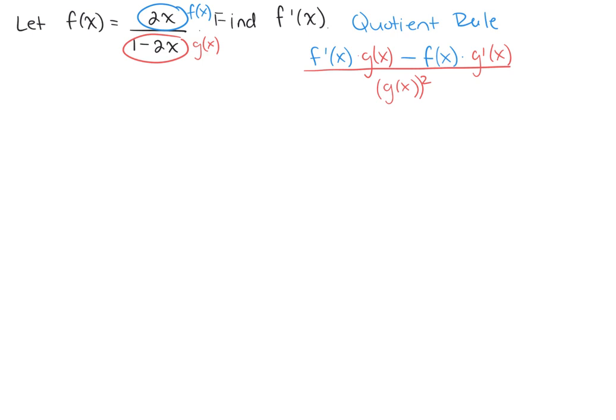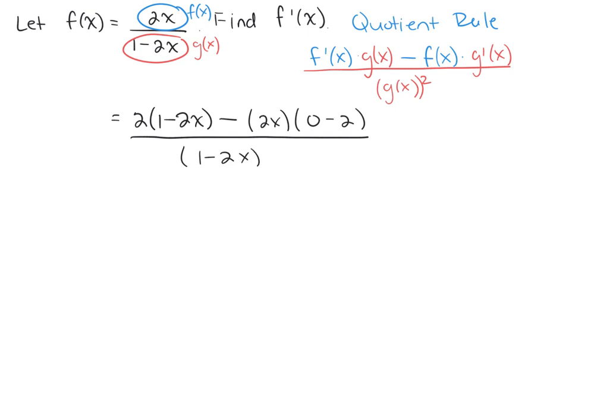Let's go ahead and take the derivative of 2x, so that's just 2, multiply it by the denominator, minus the numerator times the derivative of the denominator. So the derivative of 1 is 0, and the derivative of negative 2x is just minus 2. And then we're going to divide that whole thing by the denominator squared. Okay, so let's clean up the numerator. And again, this is f prime of x.